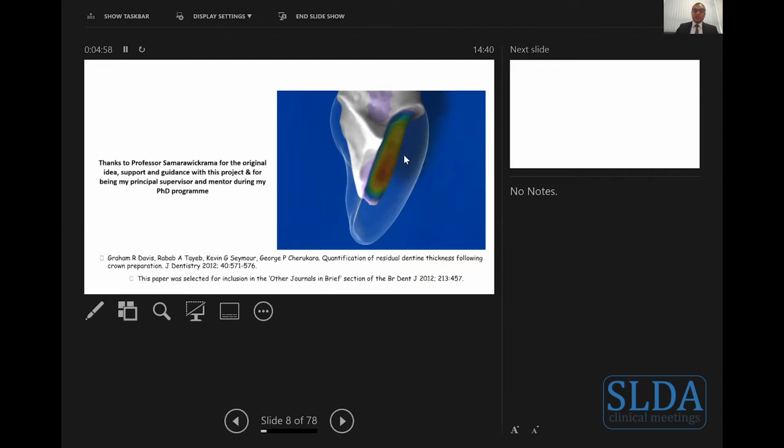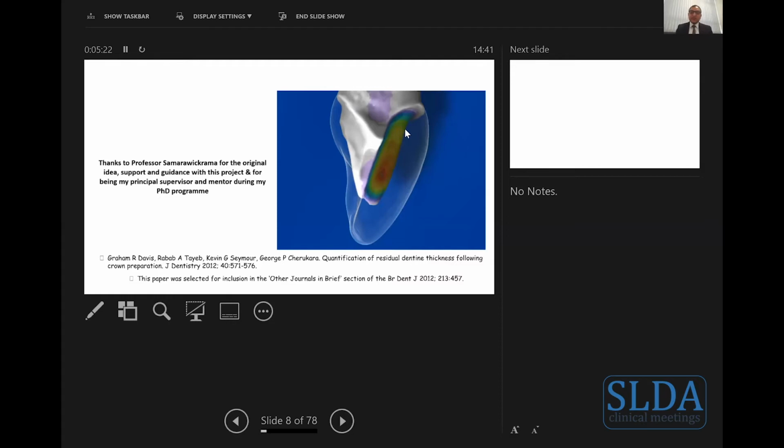You all agree that we need to prepare about 1.2 to 1.5, depending upon what you believe and how you can provide that aesthetics with building up of a metal substructure and ceramic on top. You need the space for all of those materials. So we need a minimum of 1.2. Some textbooks or articles might suggest 1.5 millimeters.